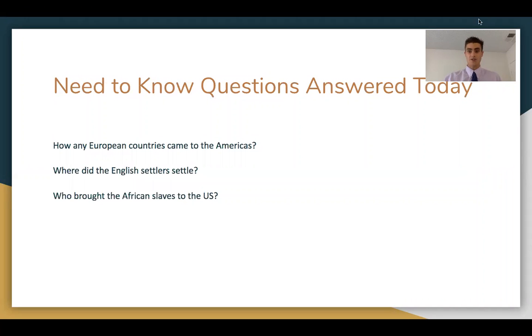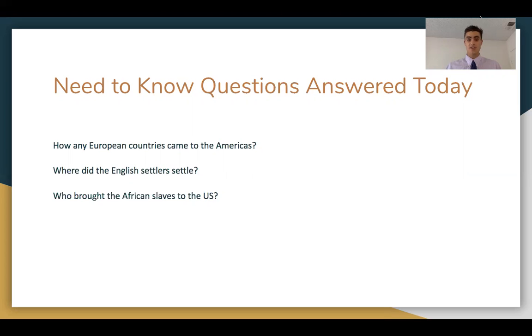The need to know questions answered today. This is something new that is going to be a part of our lessons moving forward. The need to know questions are questions that you came up with at the beginning of our unit, and here we are going to see which ones are going to be answered in today's lesson. So those questions are, how many European countries came to the Americas? We are going to see 4 countries that come to the Americas at the beginning of settlement.